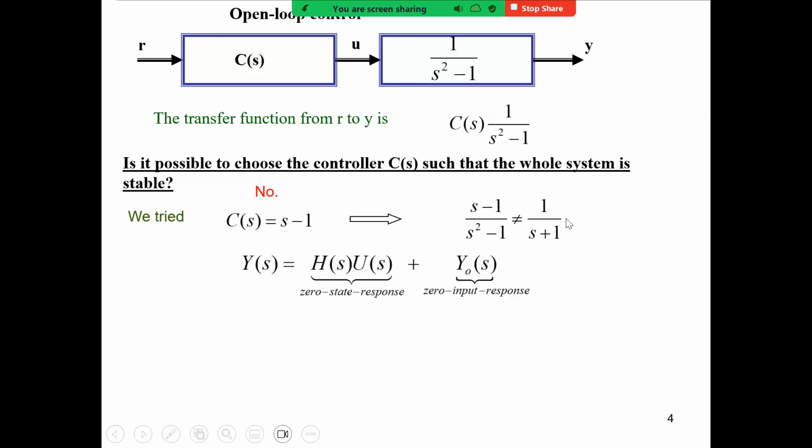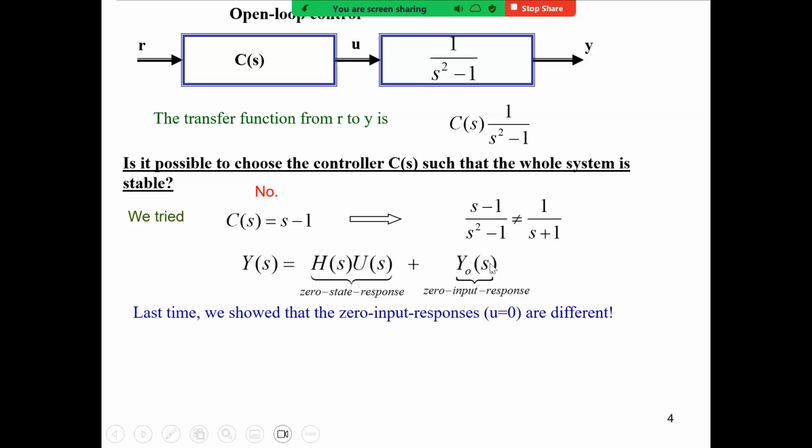We'll compute the solution when the input is 0. And last time we also mentioned that for any system, the response will be caused by two parts, right? One is what we call the zero state response, the response due to the input only. The other one is the response due to the initial condition when there is no input.